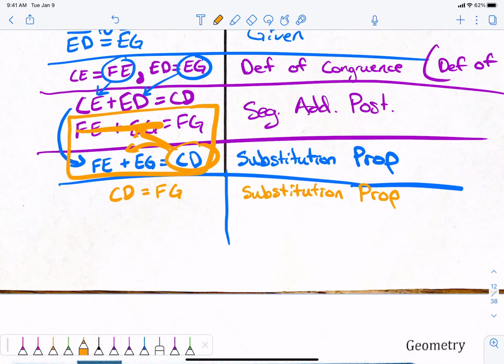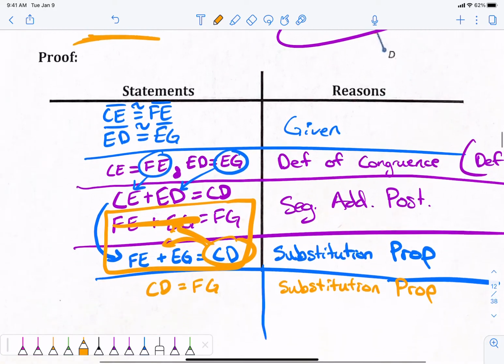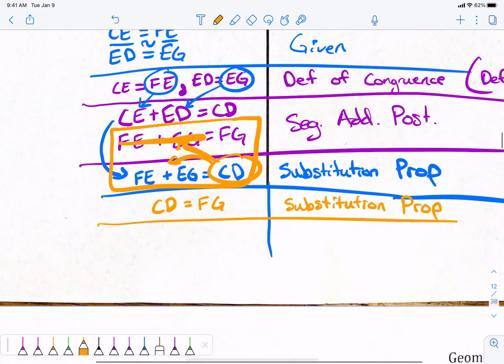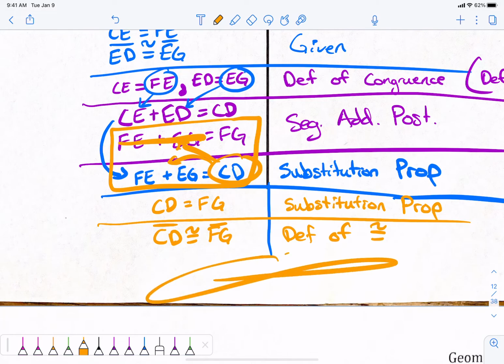Now we're almost there. We want to say CD is congruent to FG. So we write CD is congruent to FG, and that is by definition of congruence. We are able to say that they're congruent, and then we're done.